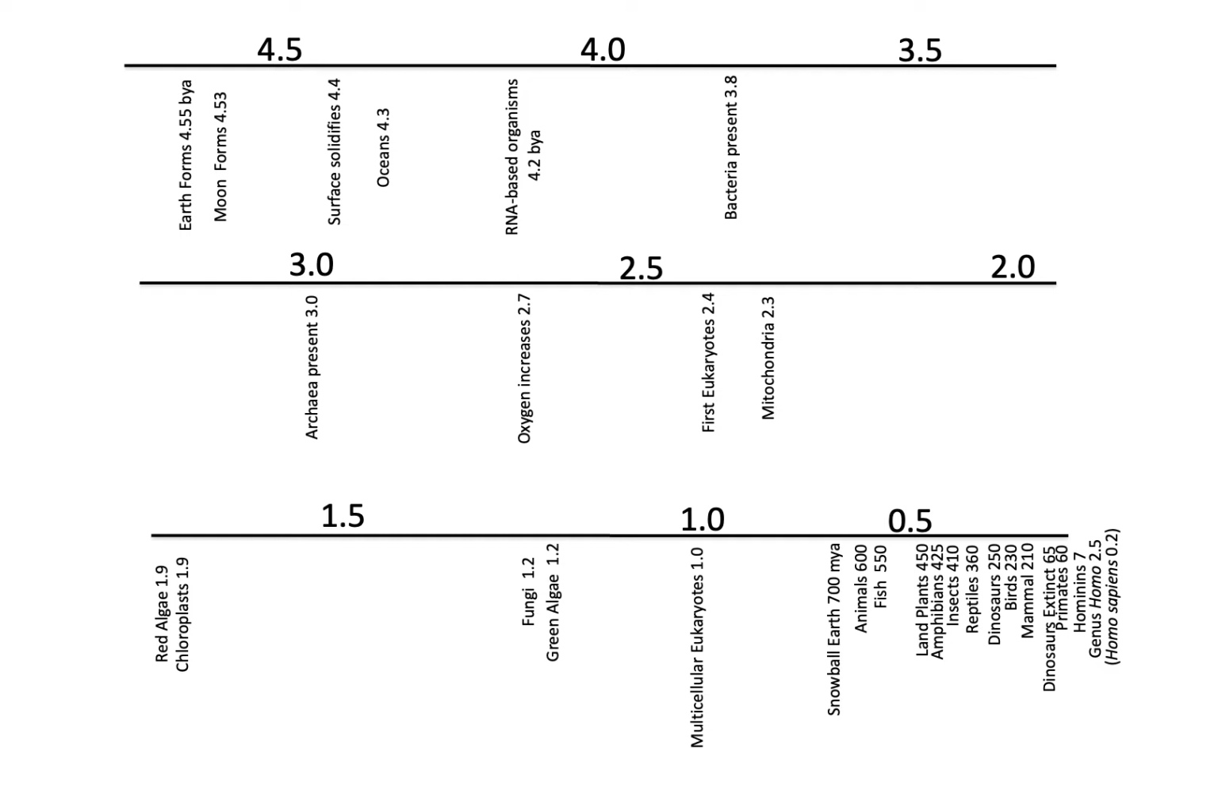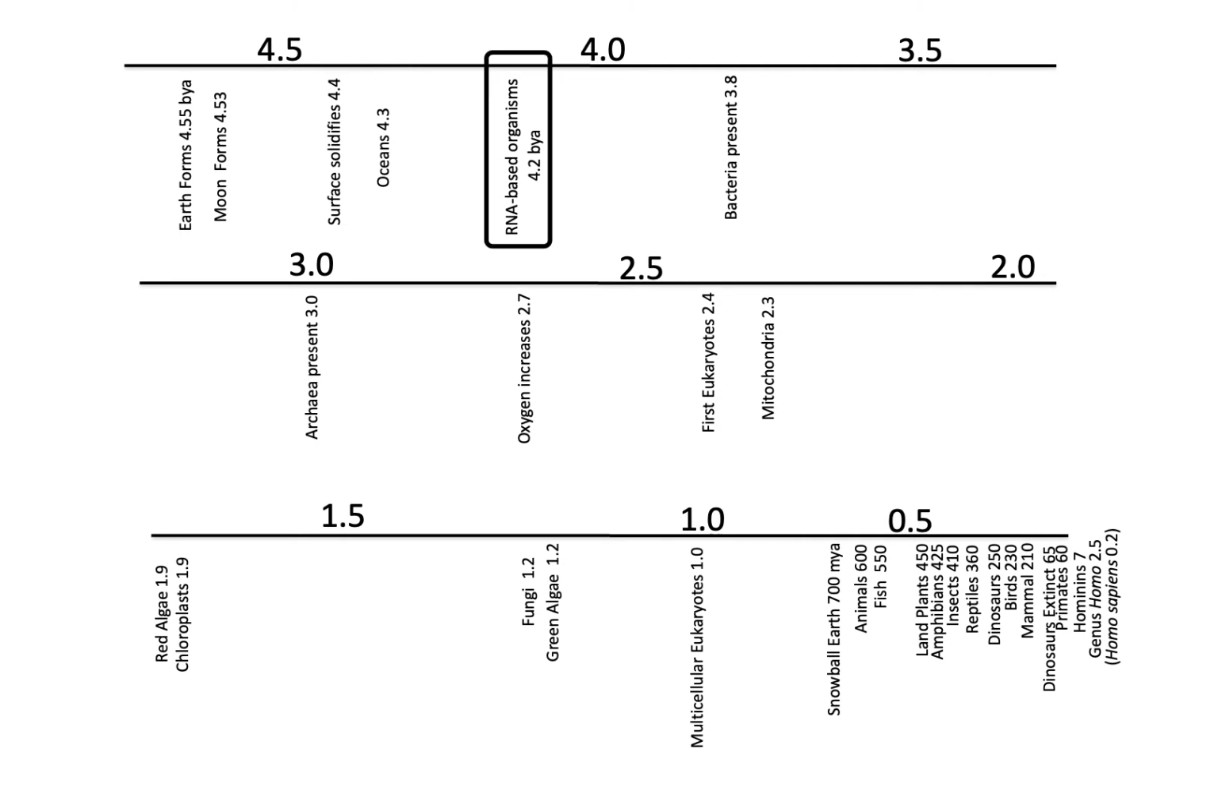So the Earth formed, and the solar system formed about 4.55 billion years ago, and the Moon formed about 20 million years after that by a collision with a Mars-sized body, another planet. So much of the surface had solidified by 4.4 billion, and then there were oceans present by about 4.3 billion years ago, and right at the beginning there were no continents. Everything was covered in water.